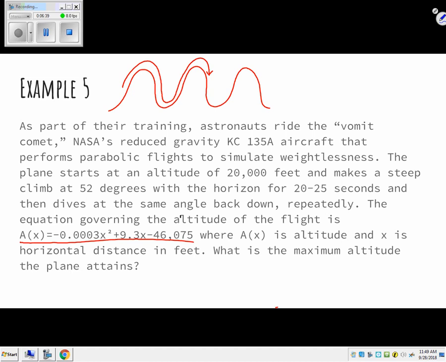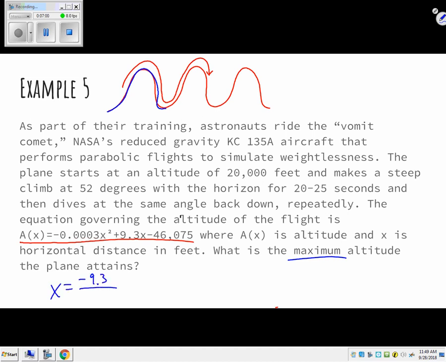I'm going to outline it in blue right here. So one of these parabolas, where A of x is the altitude and x is the horizontal distance. Again, it's asking for a maximum altitude. So I'm going to go find what that maximum altitude would be. They've already given me an equation on this. That's going to make this problem just a tad bit easier.